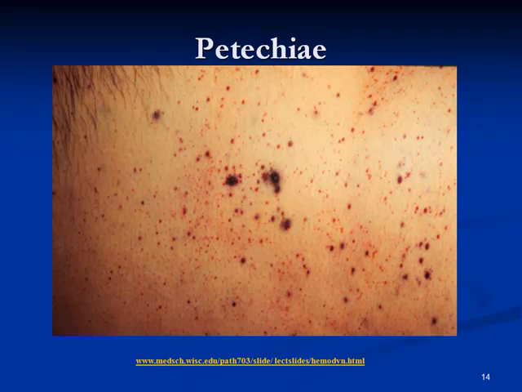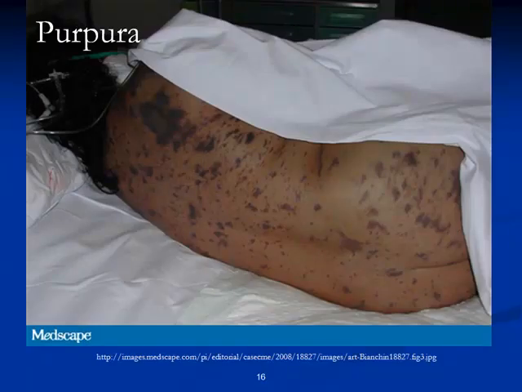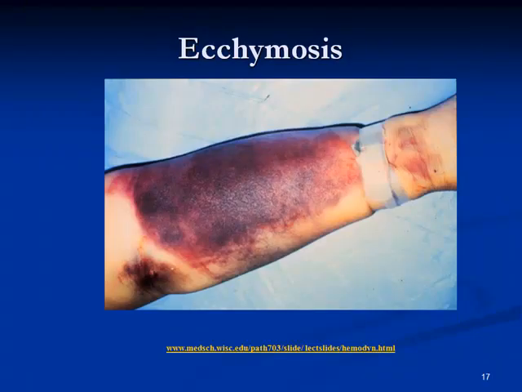So here's petechiae, little pinpoint red areas. There's purpura, where we see patches of them together. That's another picture of purpura. Somebody's back. There's ecchymosis. I'm guessing that's an IV site or a lab draw.